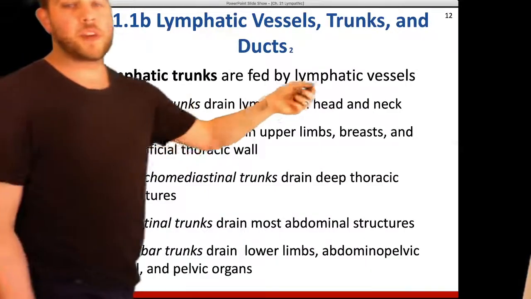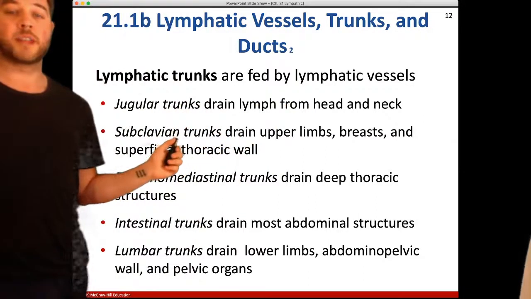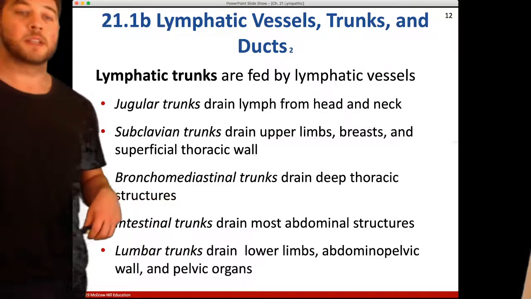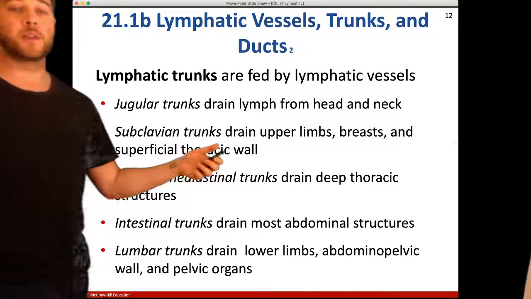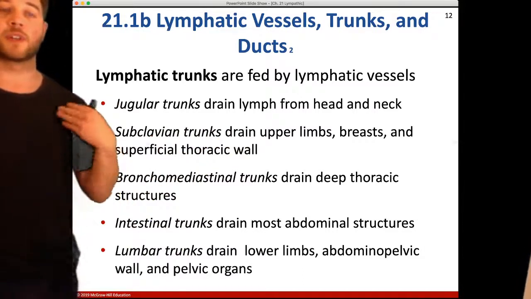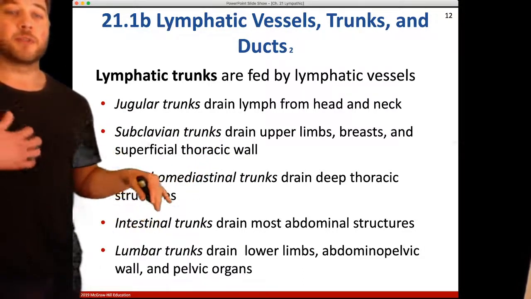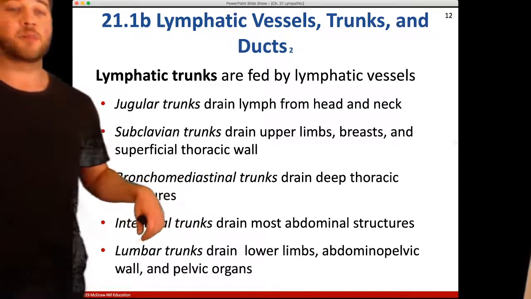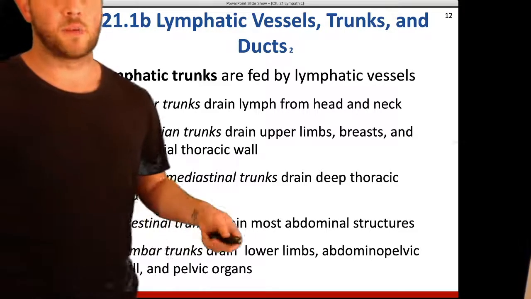Your trunks are fed by your lymphatic vessels. You have your jugular trunk, subclavian, bronchomediastinal, intestinal, and lumbar trunks. The jugular drain from the head and neck, subclavian, the upper limbs, breast, and superficial thoracic wall. The bronchomediastinal trunks drain your deep thoracic structures, your intestinal trunks, most of your abdominal, and then your lumbar trunk drains your lower limbs and abdominopelvic wall.